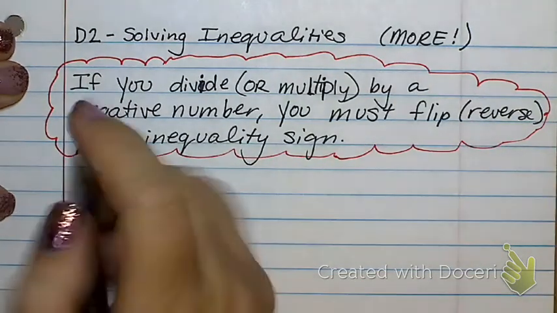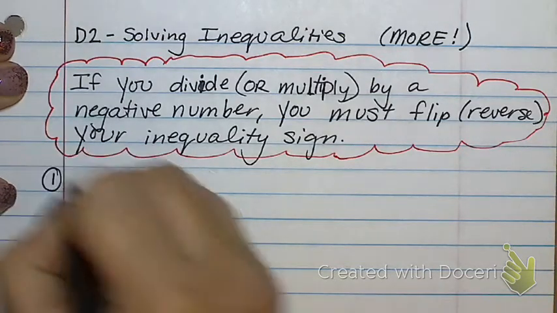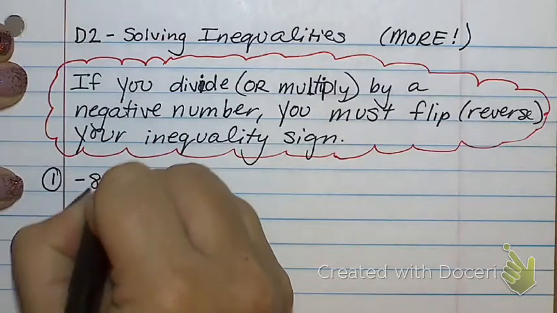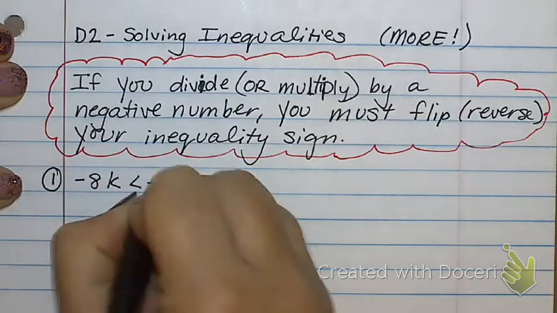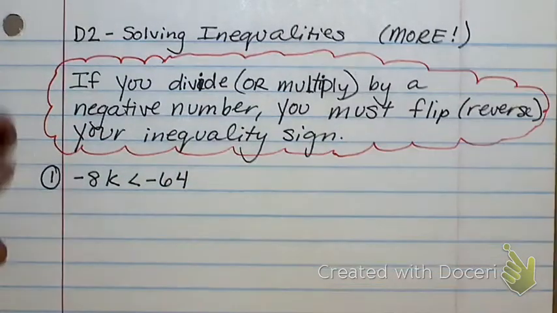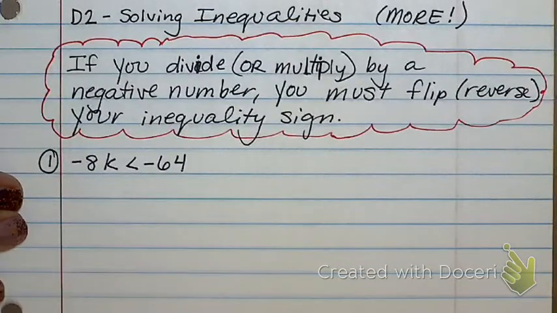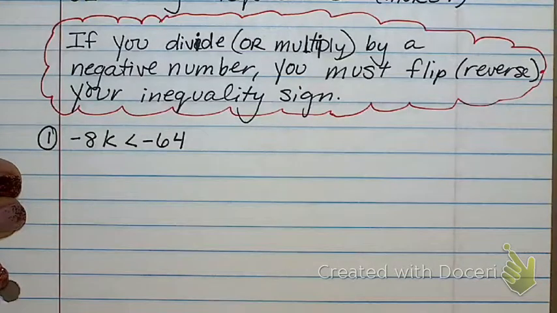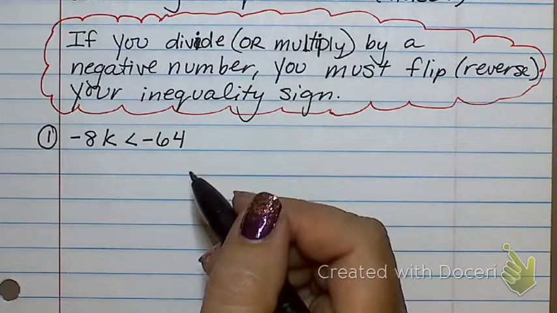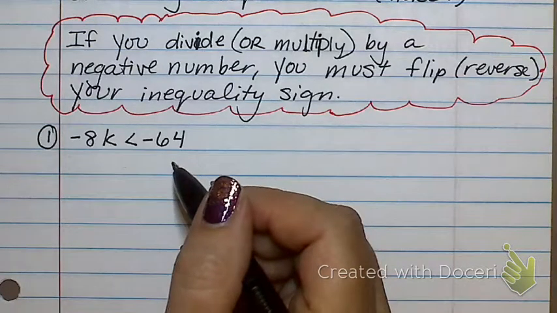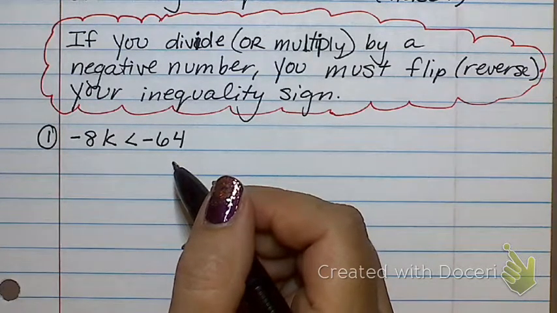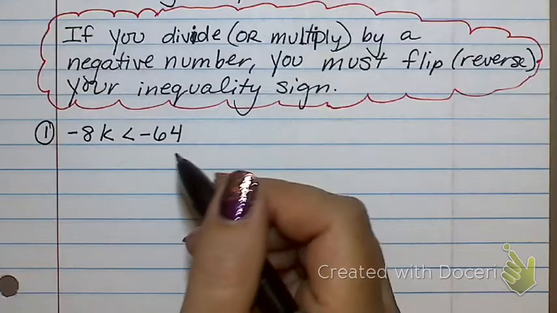Okay. So negative 8k is less than negative 64. We are going to solve this, and we are going to graph this. I didn't ask you if you liked graphing. We're going to do it, though. There's a lot of things in life you have to do, even if you don't like it. Taxes being a main one.